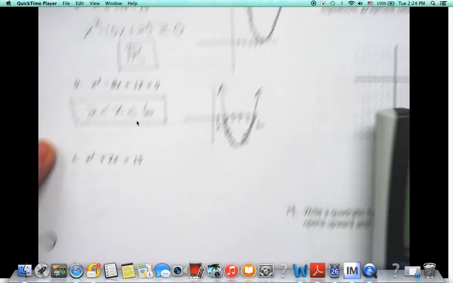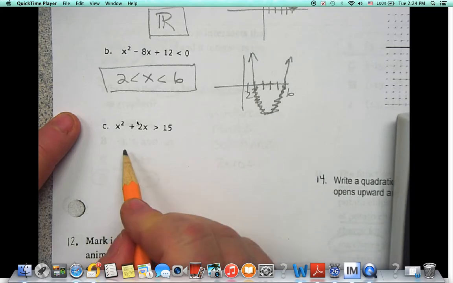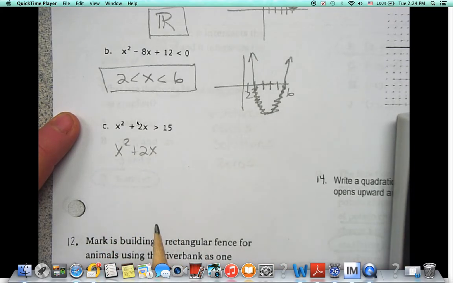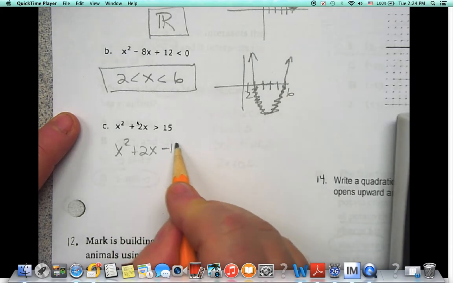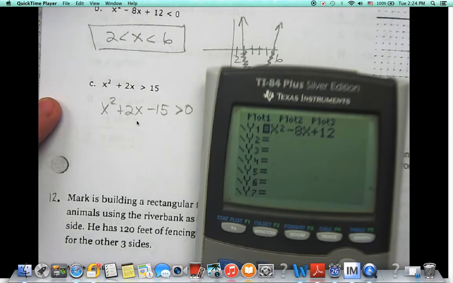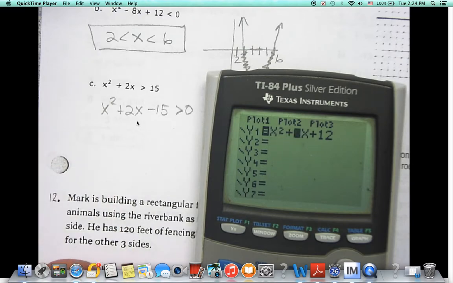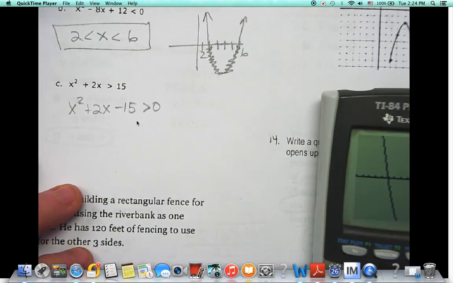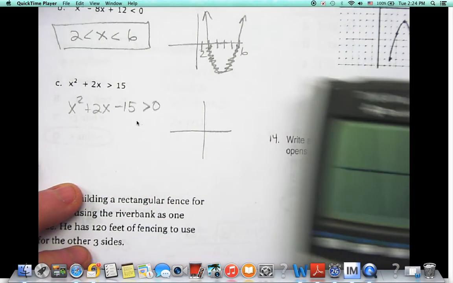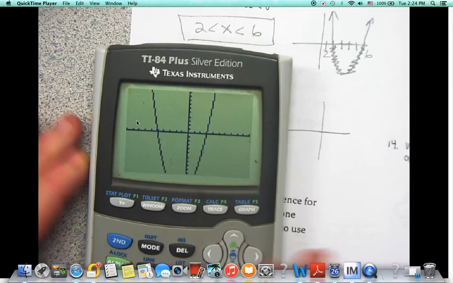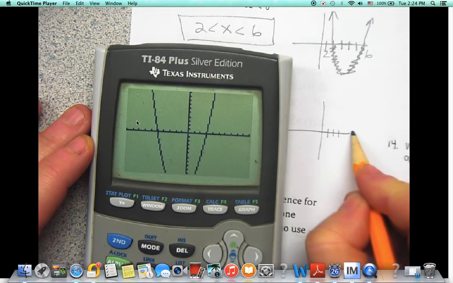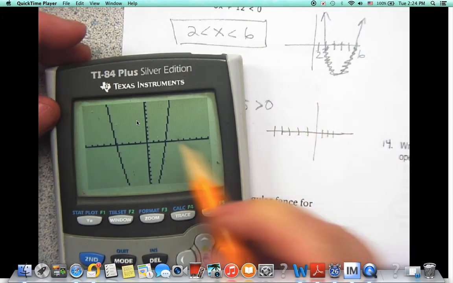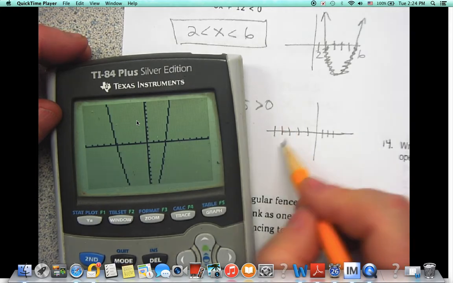All right, then we have one more. X squared plus 2x, and then what? What do you do with the 15? Minus 15 is greater than 0. So x squared plus 2x minus 15. Okay, where does it cross? Looks like negative 5 and 3. Or is that negative 6? No, that's negative 1, 2, 3, 4, 5. It's 5.